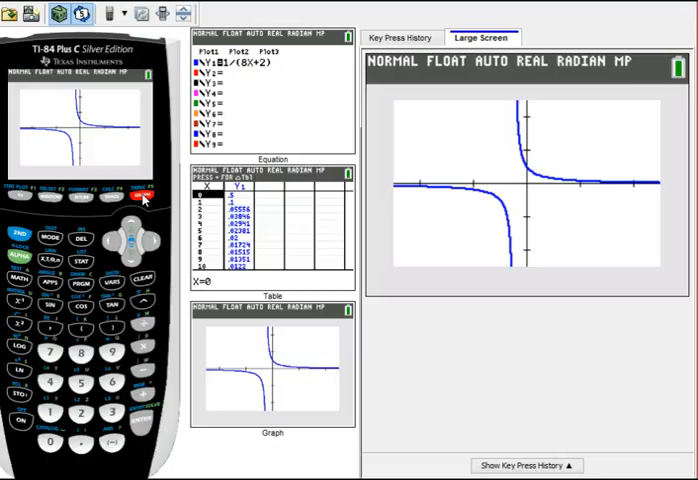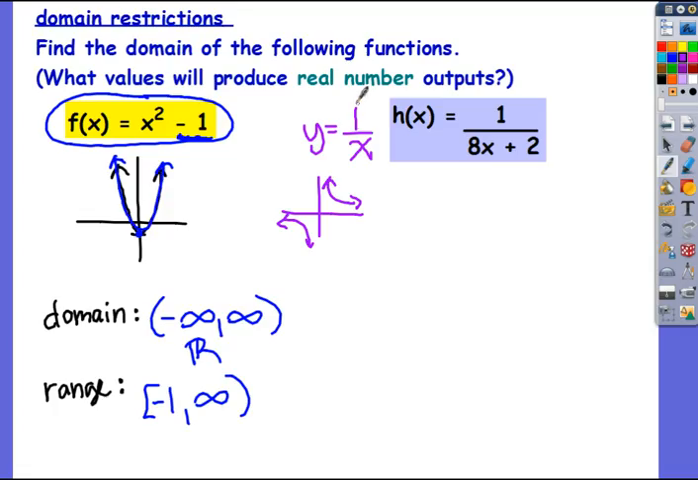Do you notice how you have a vertical asymptote? The question is, where is that vertical asymptote at? Or what can't x be? Well, for the parent function, we'd say I can't divide by 0. So the domain would be anything except x values of 0. That was the vertical asymptote. And the range was any value except 0 for y could come out.